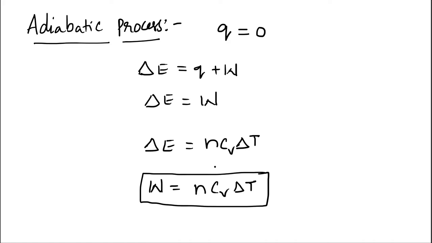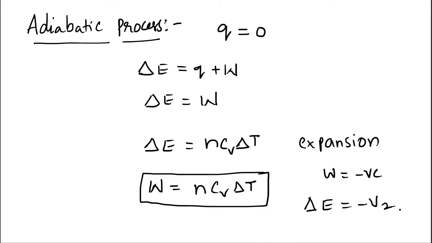If it is expansion, W is negative. For expansion, W is negative and delta E is also negative. Why? Expansion always happens along with a temperature drop. Therefore, T2 is always less than T1.